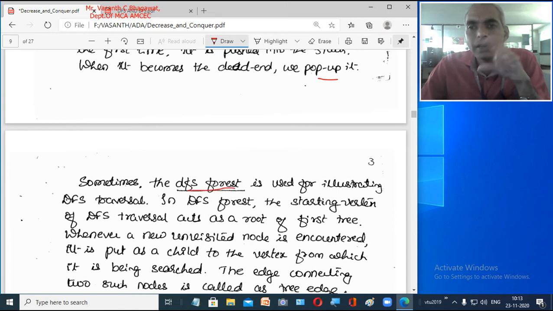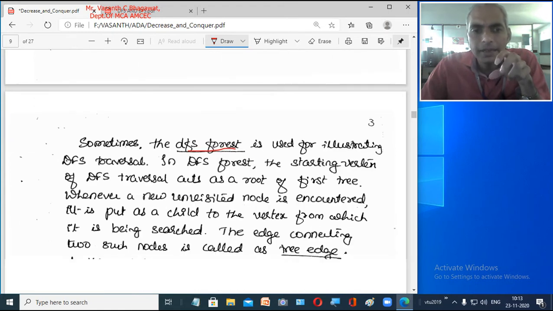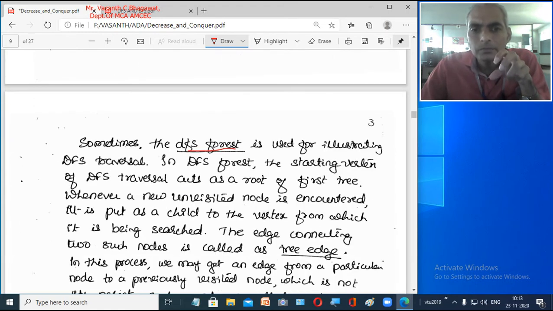So we can construct a forest. Drawing or constructing that forest is also very important. So once a problem is given in the examination, you have to construct a forest. The DFS forest you are supposed to draw. That is how we are traversing the entire graph in DFS order.